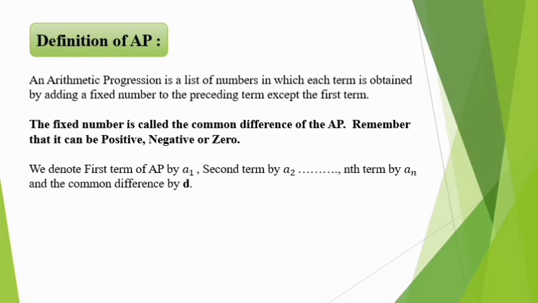We denote it like this. So what does our AP become? Now our AP becomes A1, A2, A3, A4, ... An and so on, where An is the nth term.